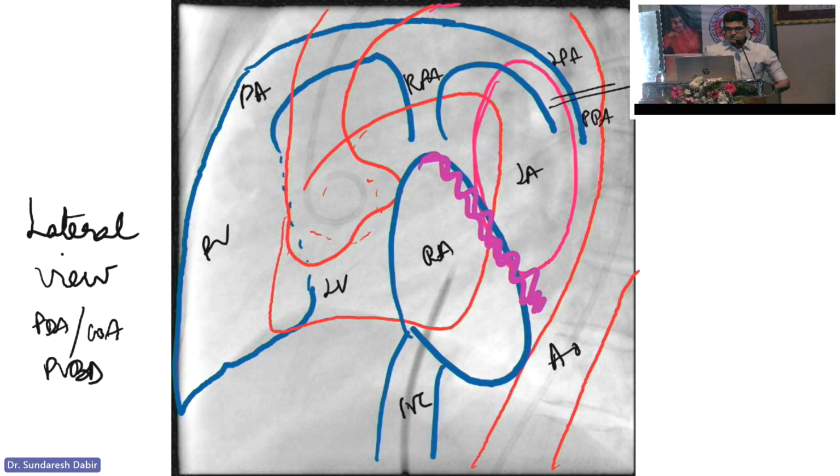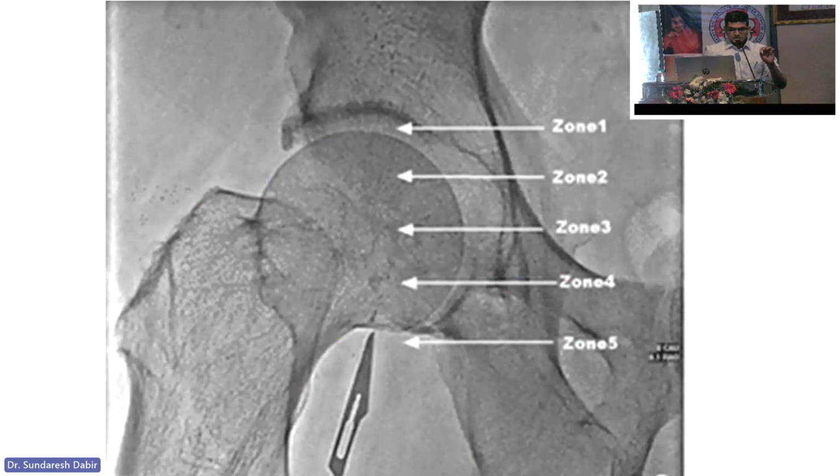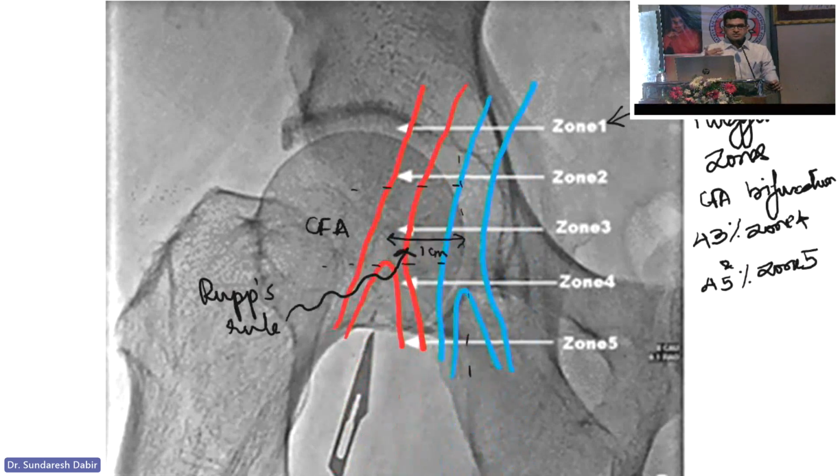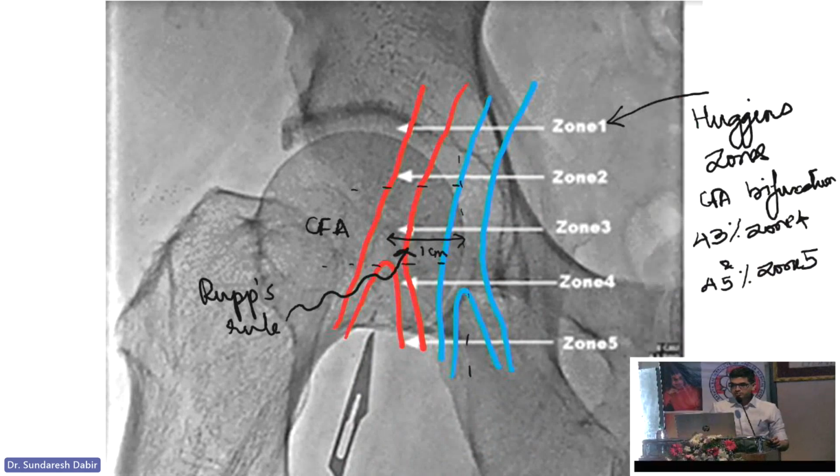So fluoroscopic anatomy understanding is paramount. There is no cardiology or invasive cardiology, whether technician or doctor, without understanding fluoroscopic anatomy. I just kept this because you will all assist your cardiologist in future in TAVRs or other large bore interventions. So it's very important to understand how to take a femoral puncture in the proper place.